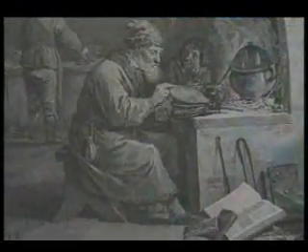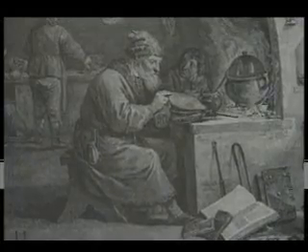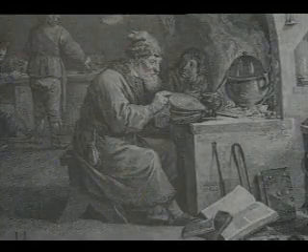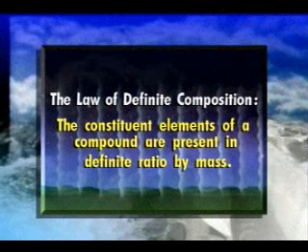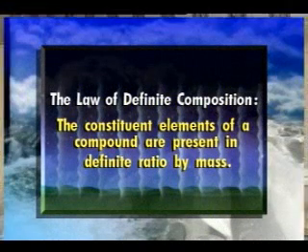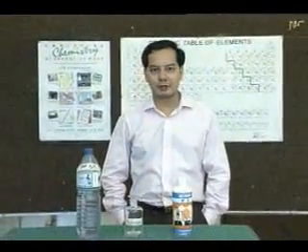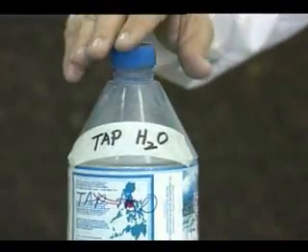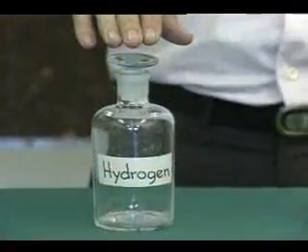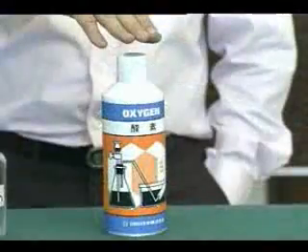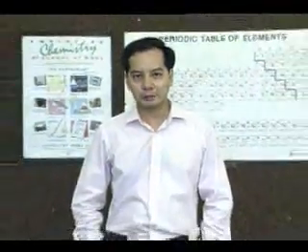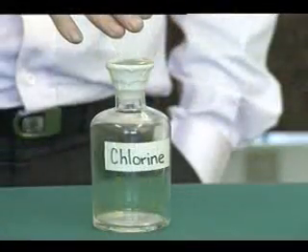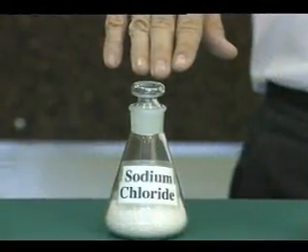By the 19th century, scientists agreed that all compounds have definite composition. Their constituent elements, or the elements that make them up, are present in a definite mass ratio. Take the compound water. In water, hydrogen and oxygen are present in a 1:8 mass ratio. For every gram of hydrogen, there are 8 grams of oxygen. Or the compound sodium chloride. In sodium chloride, sodium and chlorine are combined in a 1 to 1.54 mass ratio.